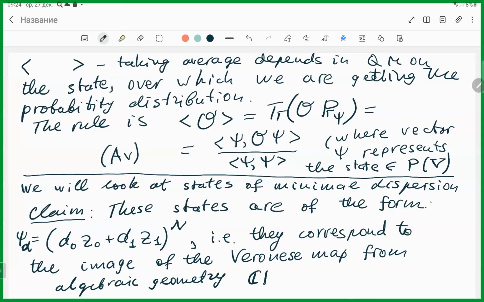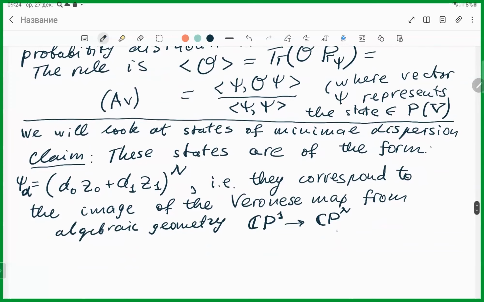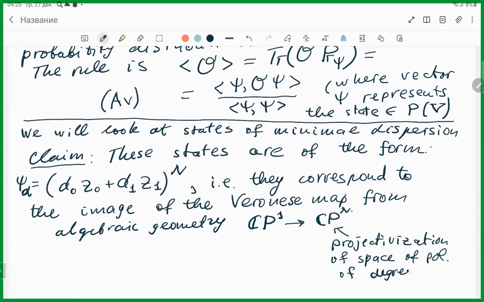This is a map of CP1 into CPn, where this is n minus 1, and this is the projectivization of the space of polynomials of degree n.